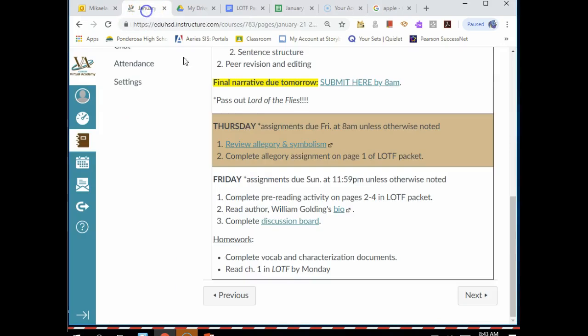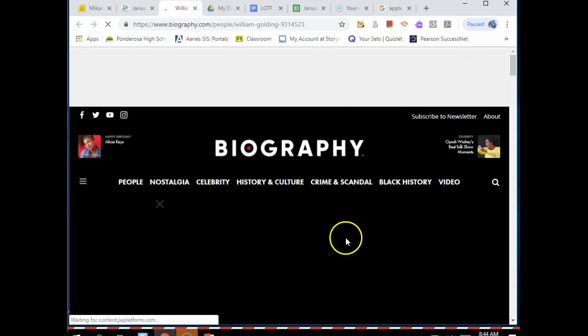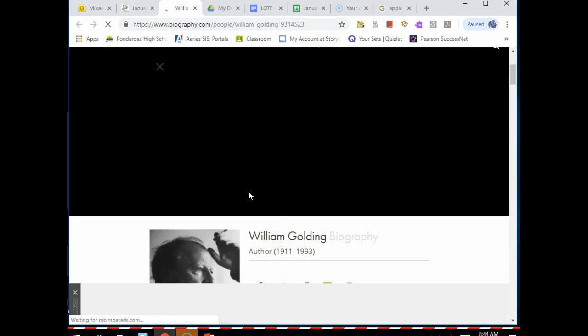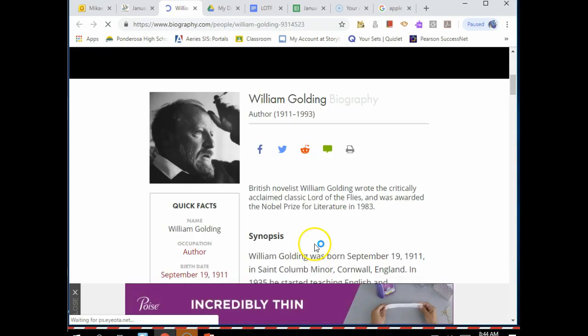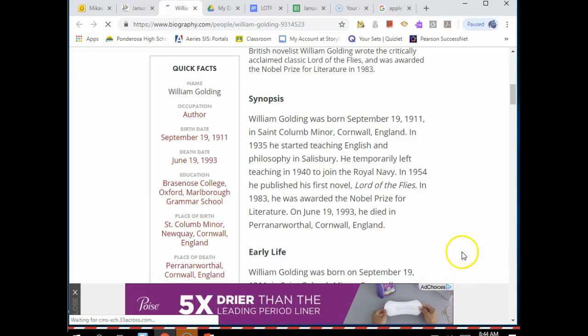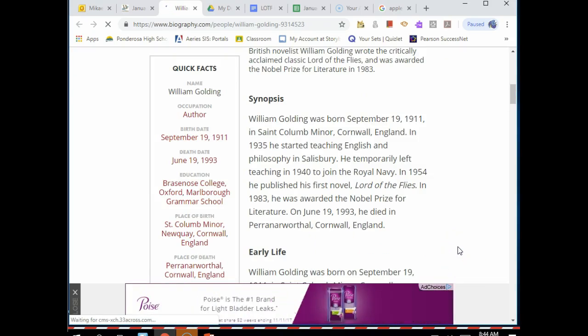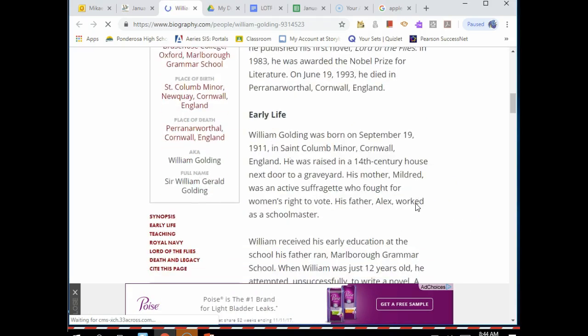Sophomores, look at the board, please. Oh, wait, Grant. Sorry. Okay. So after you're done with your pre-reading activity, I'm collecting that on Wednesday. The next thing you're going to do is you're going to read the author, William Golding's biography. There's an ad at the top, just get rid of the ad, okay? So I want you guys to read his biography because it's extremely important to understanding why he would write this novel, why he would write a novel about a bunch of boys crashing on this island, okay?